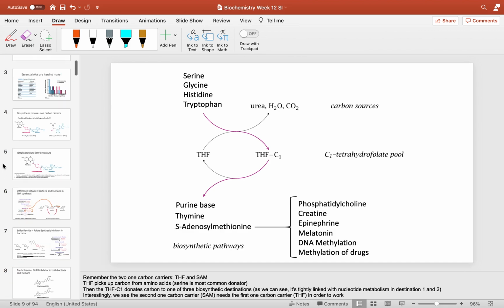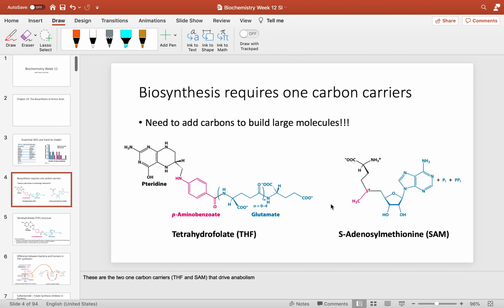Now, if you guys remember, in this slide up here, slide 4, I told you guys that SAM was the other one-carbon carrier. So this is an important thing to note. These guys aren't two separate things. Your THF is actually required to make the SAM cycle work. So these two are inextricably linked.